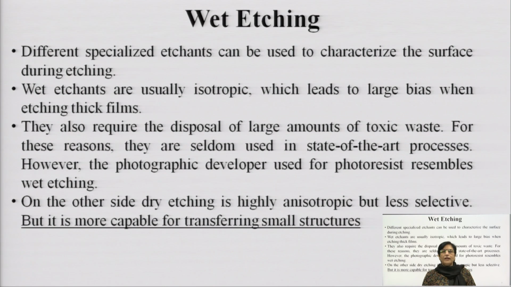So, wet etching is isotropic, that is, it is not uniform, and isotropic etching leads to large bias when you are going for etching of thick films.